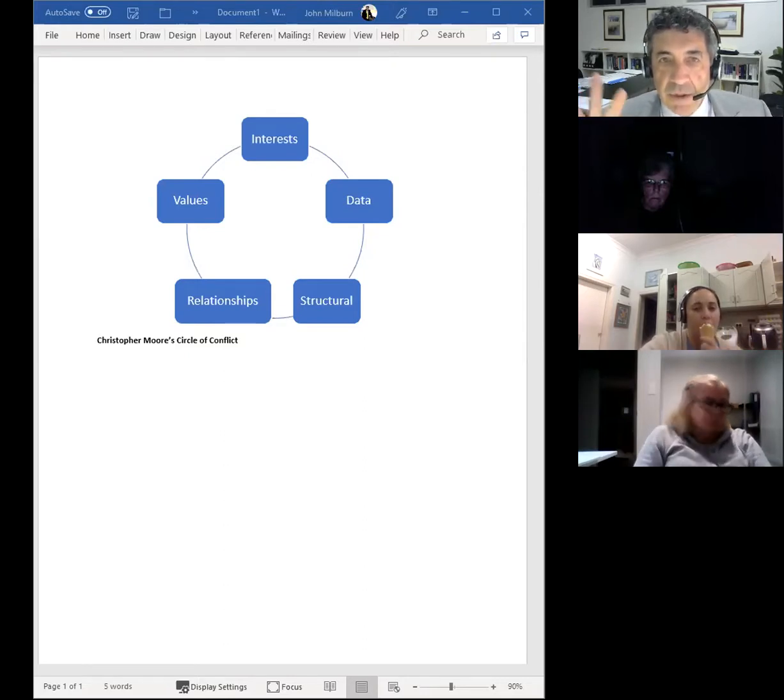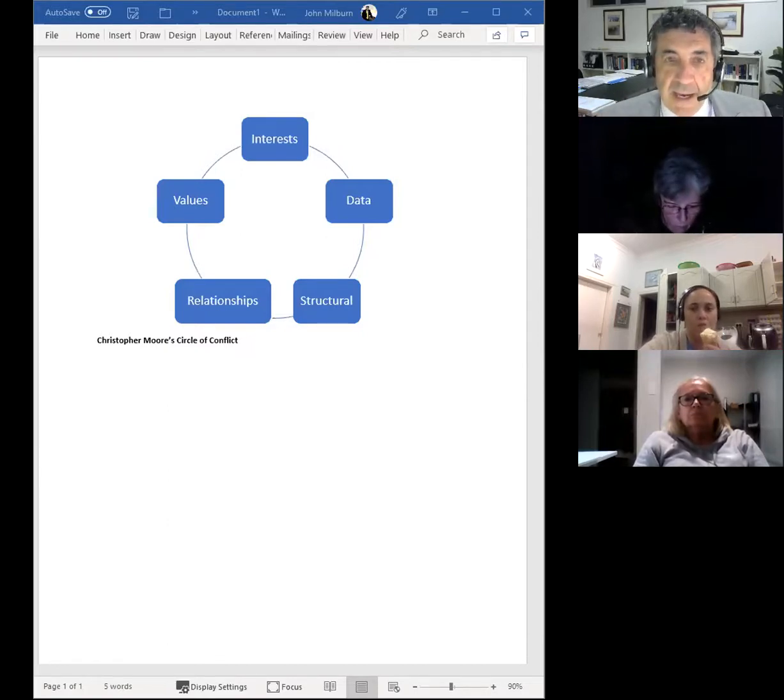So an example of a structural issue, which is really a power inequality issue, is, say, domestic violence. So if there is the real issue of domestic violence underlying the dispute, that structural conflict may need to be recognised, and as a mediator or conciliator, you may need to do something about correcting that structural issue.